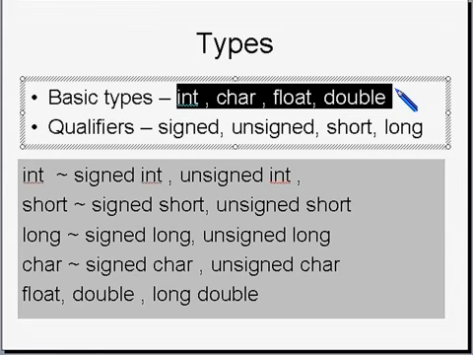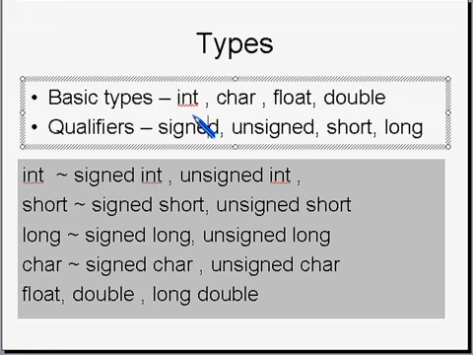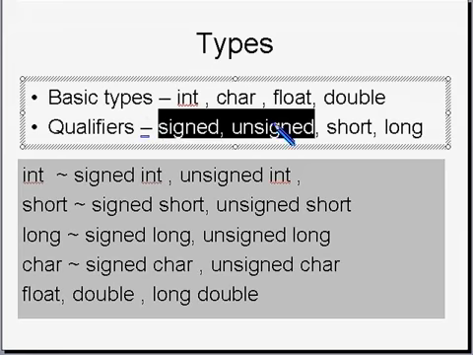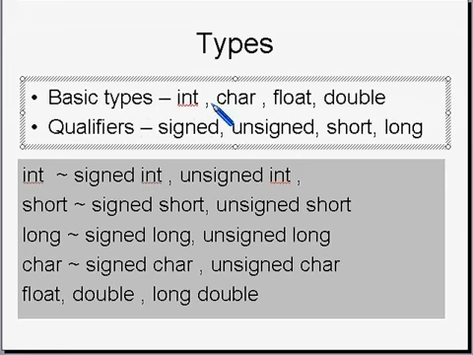Okay, so what are qualifiers? Qualifiers are not variables themselves, but can be used in conjunction with variables. Signed is used to represent negative numbers, and unsigned means it doesn't represent negative numbers. Short and long, as the name suggests, are a shorter form of the same variable and a longer form of the same variable.